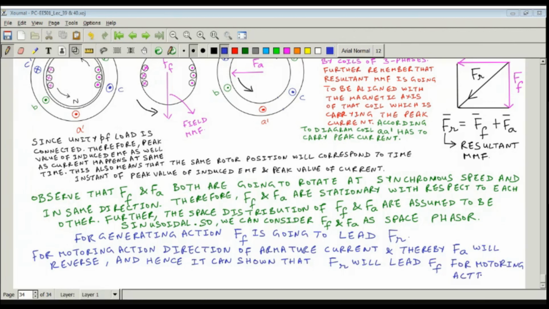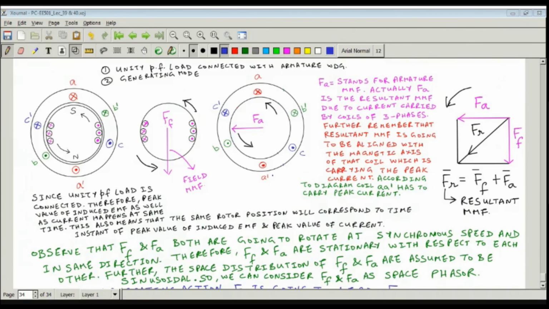So this is what is there. We can find it out from the phasor diagram itself, whether it is working as a motor or generator. Now, this particular angle between FF and FR is sometimes referred to as the load angle, given by the symbol delta. Delta is also referred to as the torque angle or power angle.